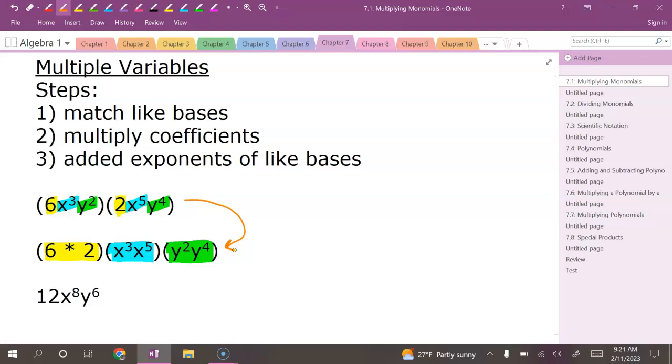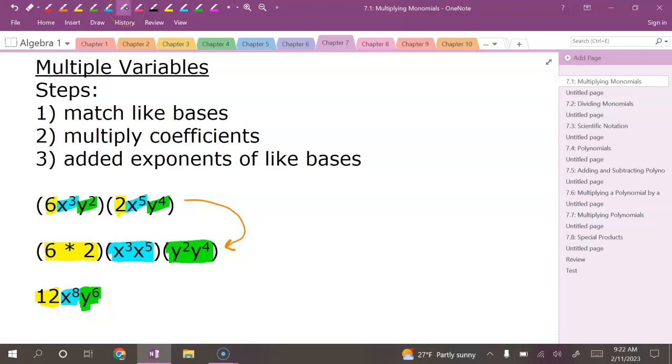Now what I'm going to do is multiply my coefficients. So I did 6 times 2 and I got 12. So I took care of step 2. And then for step 3, we're going to add the exponents of like bases. So my exponents on the x's are a 3 and a 5. So 3 plus 5 got me 8. So that's how I got x to the 8th power. And then for the y, I have 2 plus 4 for those exponents, and that got me 6. And that's how I got y to the 6th power.